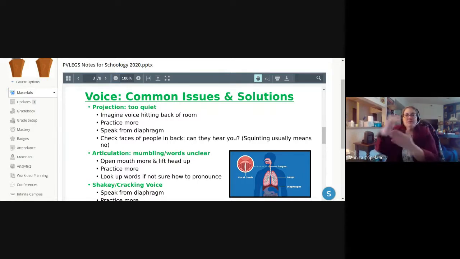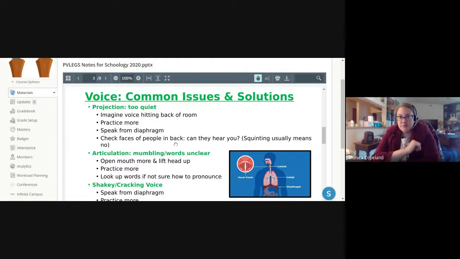Visualize your voice hitting the back of the room. That includes if you're performing on film, or imagine your voice filling the entire room. And if you can't visualize that, you've got to get louder. Of course, practice more. That's going to be a tip for just about all of these. Practicing helps a lot. Speak from your diaphragm, and if you're in choir, you know this, instead of from up here. So speak from down here instead of nasally up here.